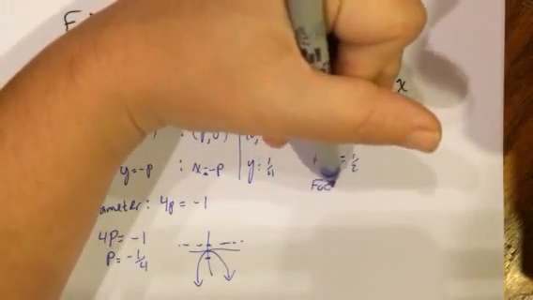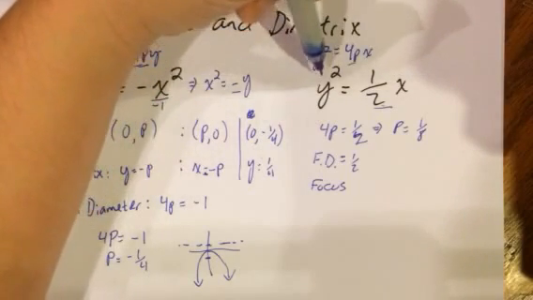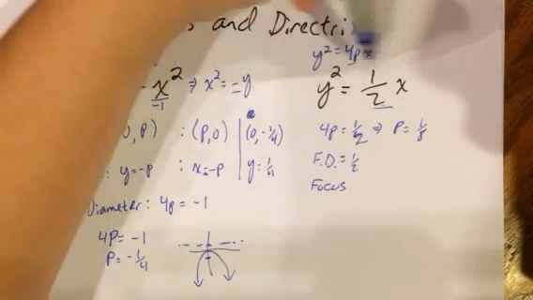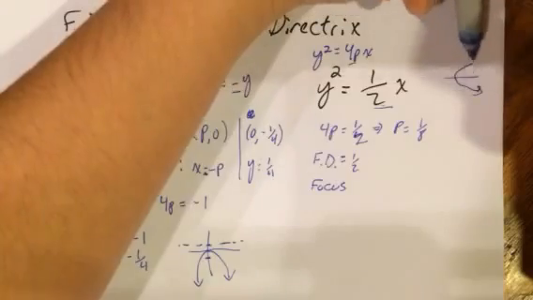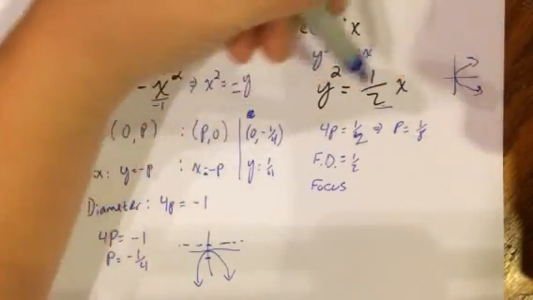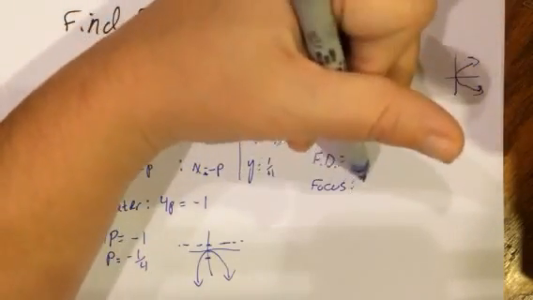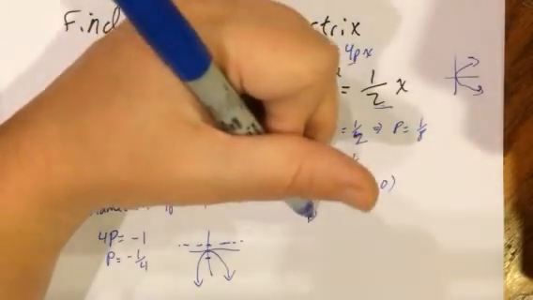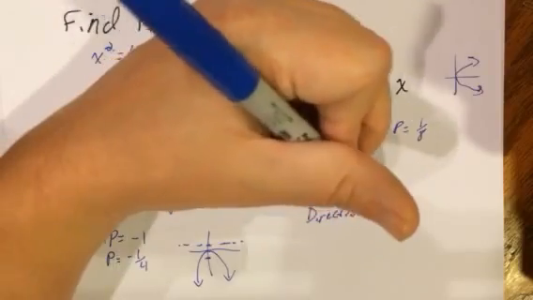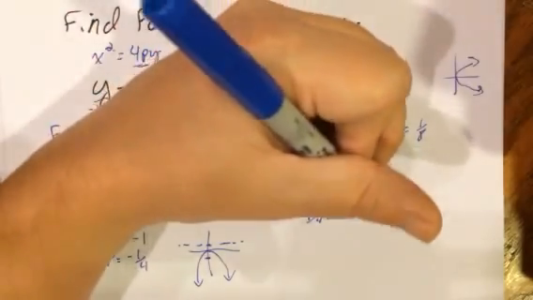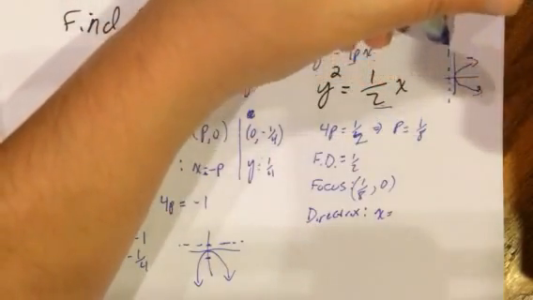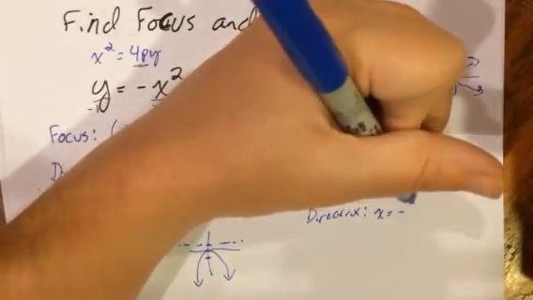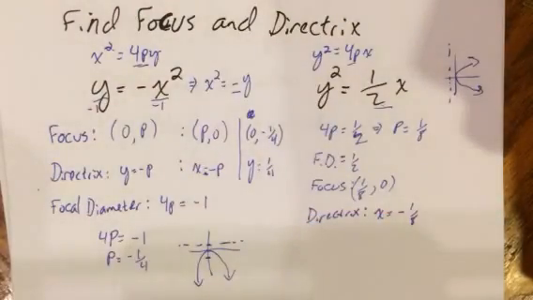So my focus, and this is going to be a sideways one because it has a y squared, so this one would open up sideways. That means my focus is going to be 1/8, 0, because it'll be on the x. So my directrix would be x equals, because my directrix would now be a vertical line, -1/8. And done. I know what the focus is, I know what the directrix is. So if I was going to use this in actually building something, this would help me out.